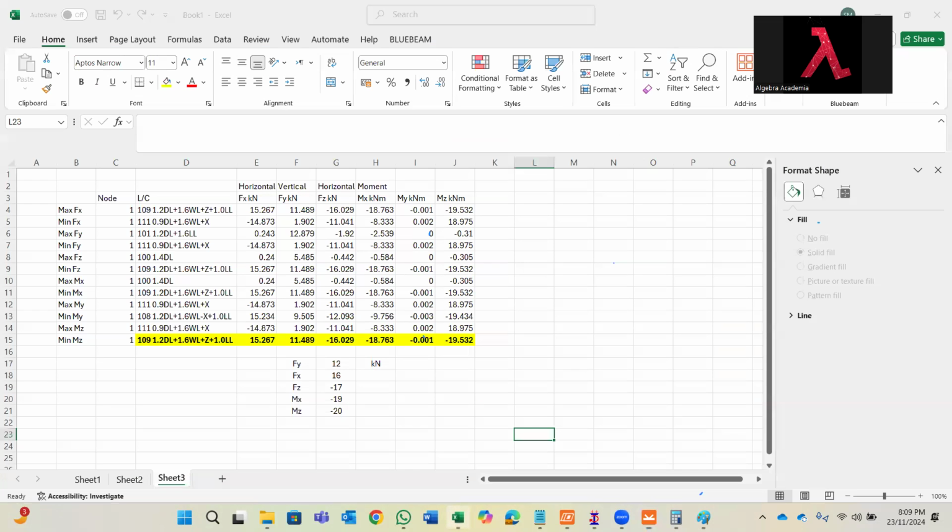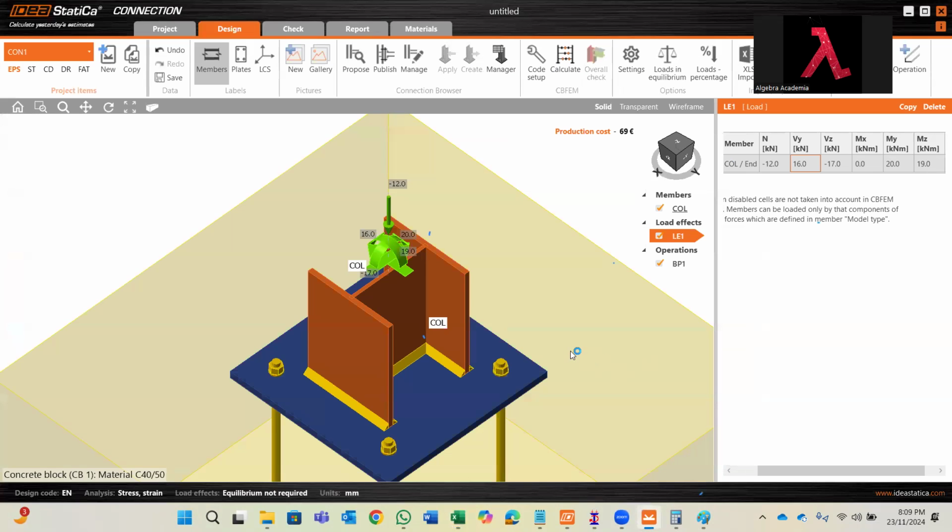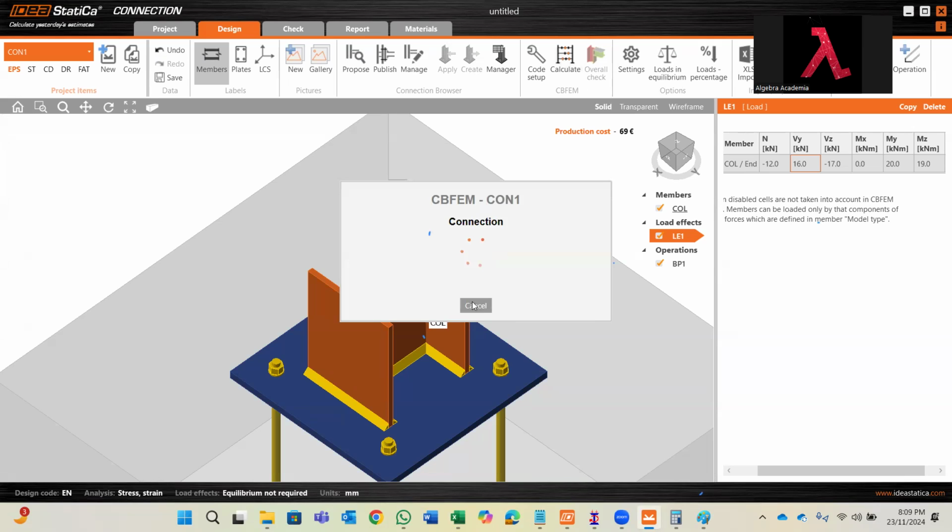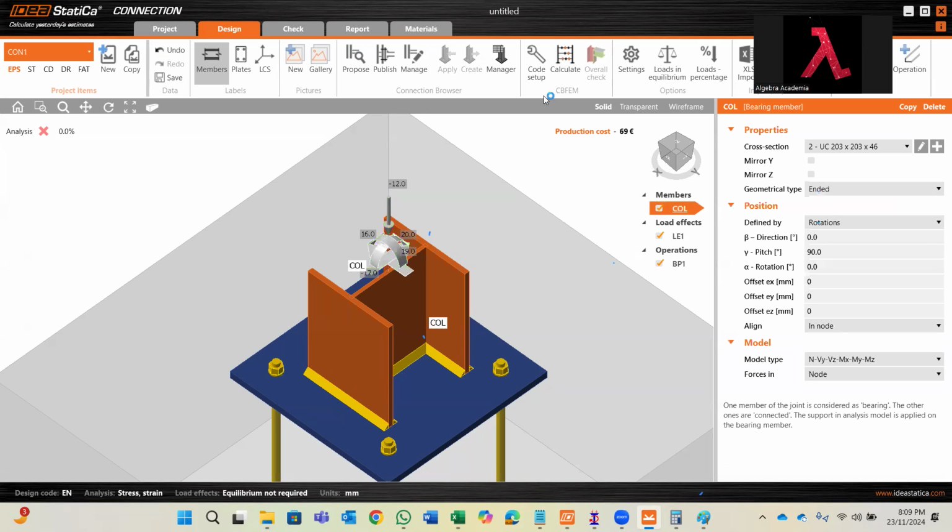Yeah, open this Excel sheet. Fy is 12 kilonewton. Yeah, the axial is 12 kilonewton. Can you see here? There is an option called calculate. Can you see here? Calculate. So the moment I click calculate, okay, calculate.